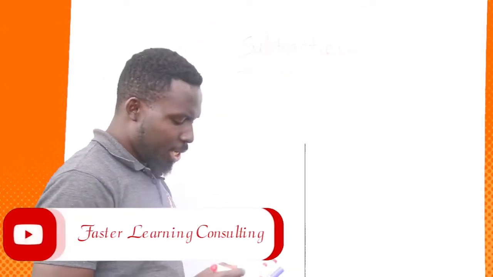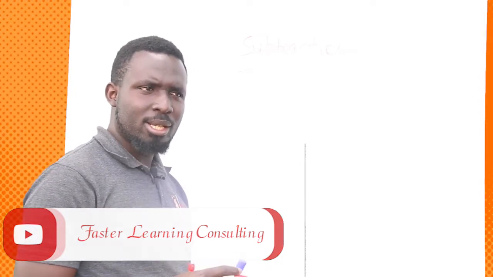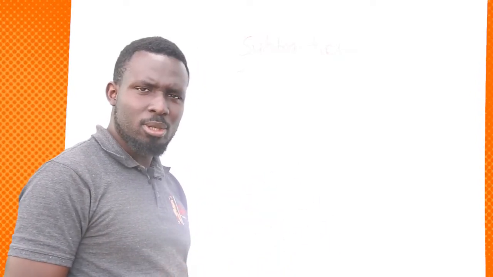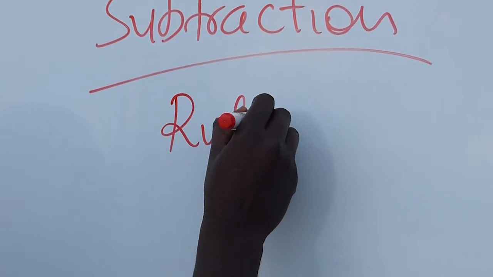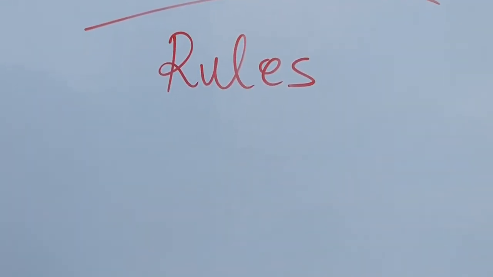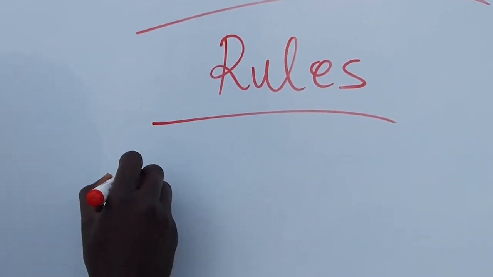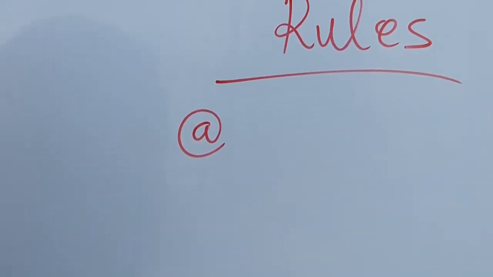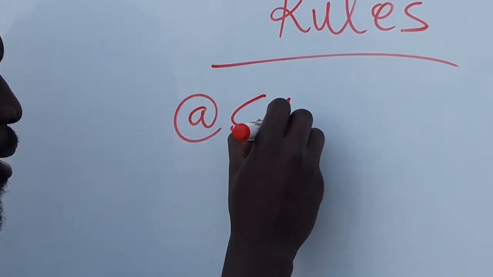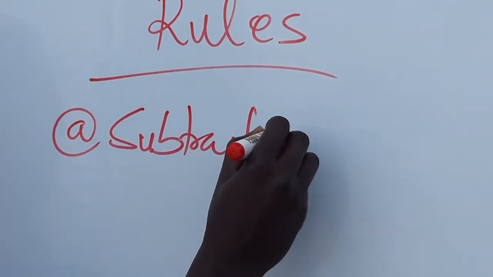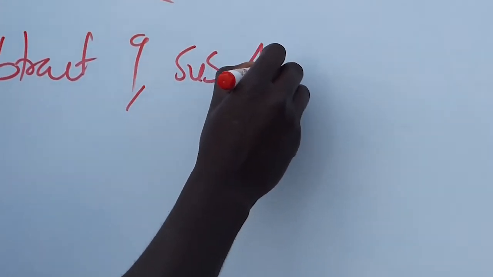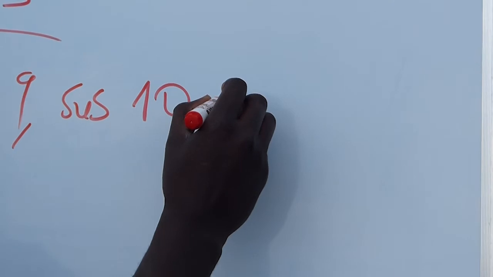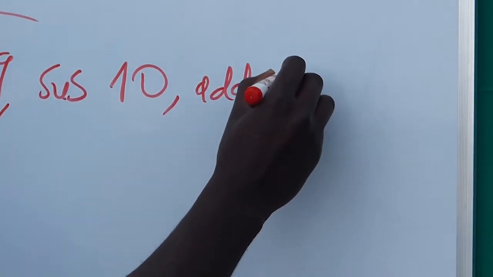Now there's also a similar rule. In this case it's almost similar to the addition rules, but it's just different. So what are the rules when it comes to subtraction? In this case, if you want to subtract 9, basically subtract 10, okay? And in this case you don't take away 1 like in addition, but you're going to add 1.